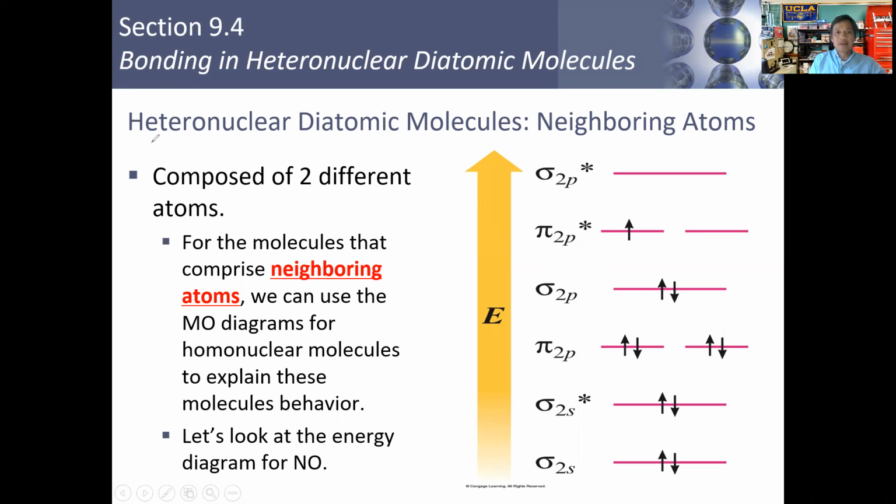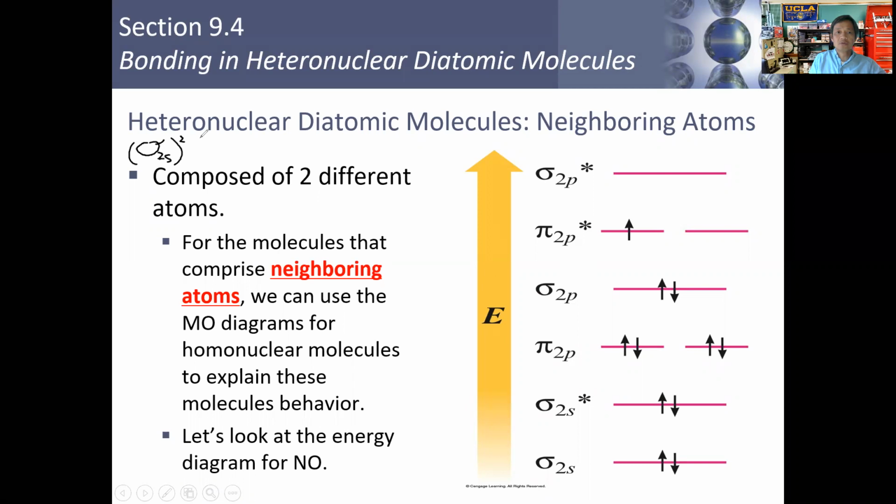We can go ahead and write out the electron configuration for nitrogen monoxide. Then it's going to be sigma 2s 2, sigma 2s star 2, pi 2p 4, sigma 2p 2, and then pi 2p star 1. Okay, so 2, 4, 6, 8, 10, 11.